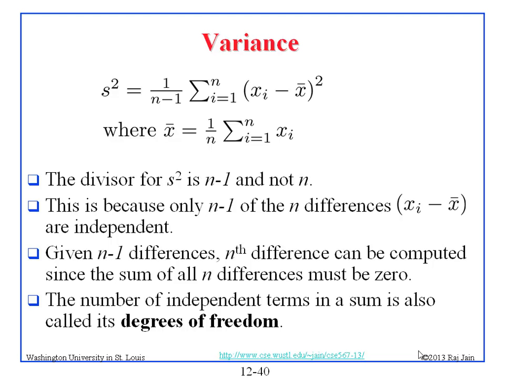When you compute the sample mean from the observations, then given n minus 1, you can compute the last one. If somebody gave you the sample mean and n minus 1 observations, you can compute the last one. But if somebody gave you n minus 1 observations and the population mean, then you cannot compute the last observation. It's still independent. So if this is mu, then you divide by n. If it is x bar, you divide by n minus 1.